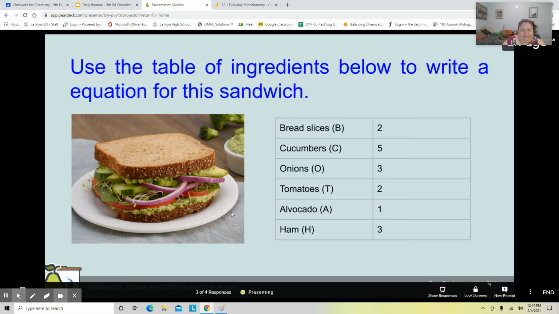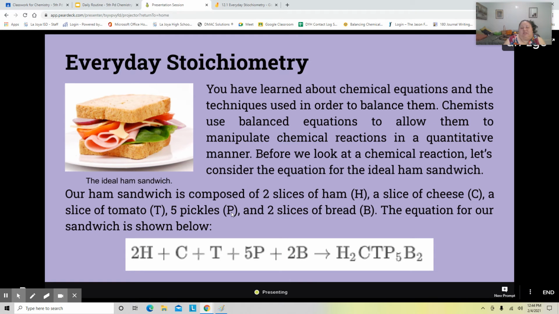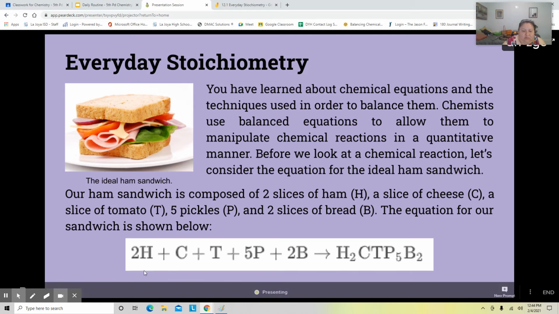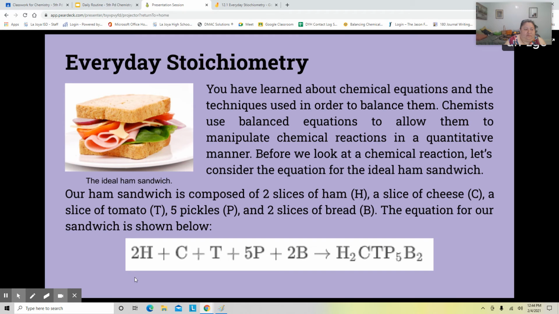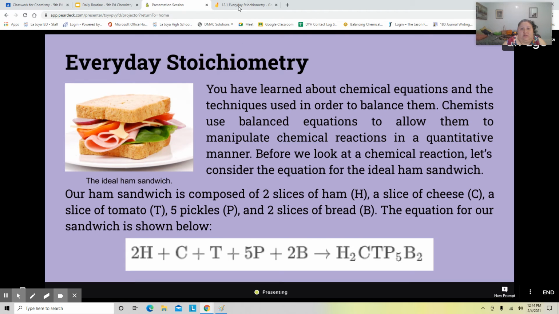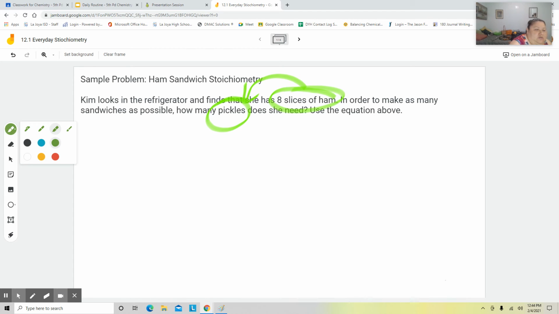Here it is. How many hams does it say in the equation below? H is for ham. How many pickles? Right, 2 slices of ham. How many pickles? P is for pickles. 5. So I'm going to take that information, 2 hams, 5 pickles, and I'm going to take it back into Jamboard. So I know for every 2 slices of ham, I need 5 pickles.